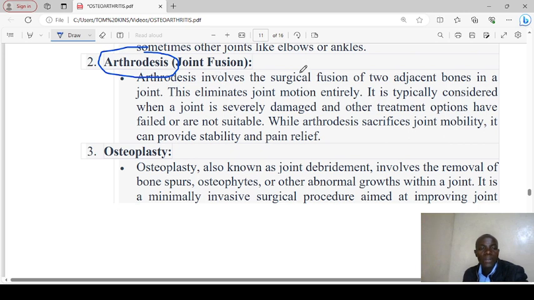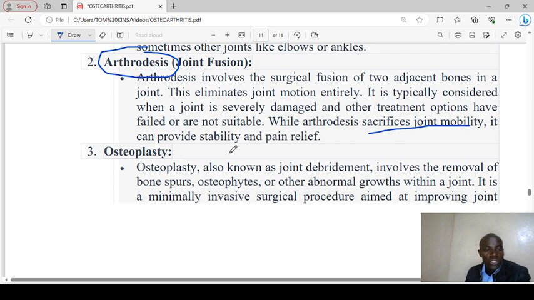We also have arthrodesis or joint fusion. This one involves the surgical fusion of two adjacent bones in a joint. This eliminates joint motion entirely. It is typically considered when a joint is severely damaged and other treatment options have failed or are not suitable. So while arthrodesis sacrifices joint mobility, it can improve stability and pain relief.